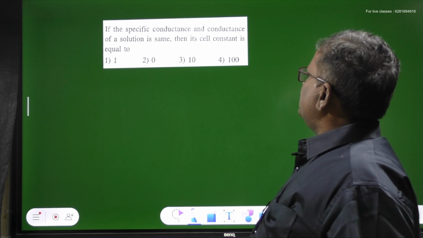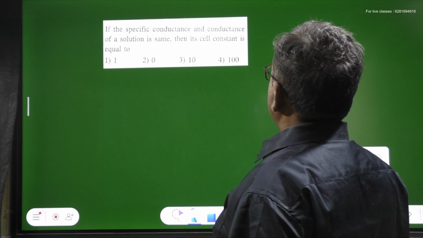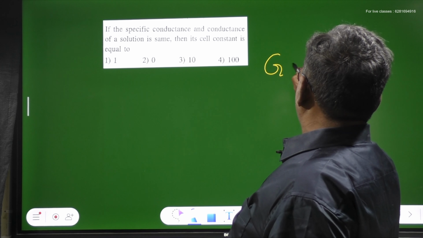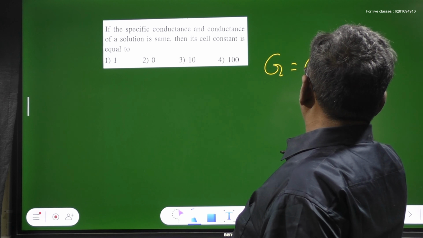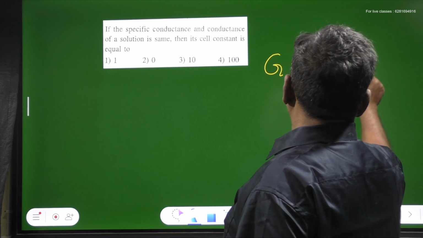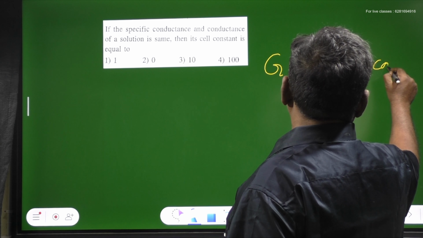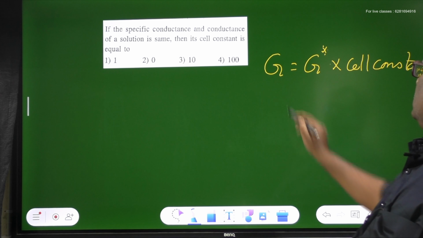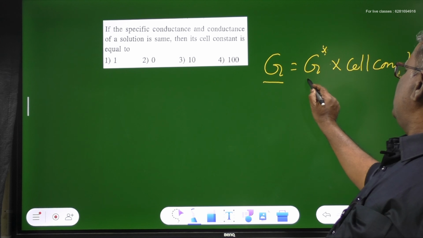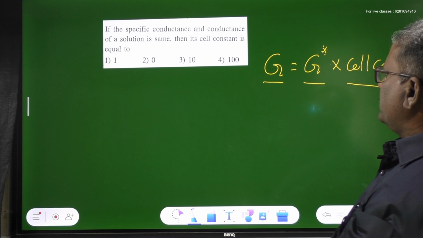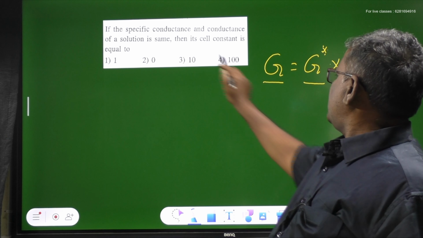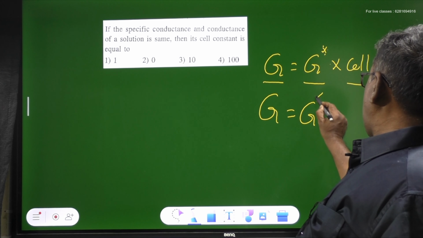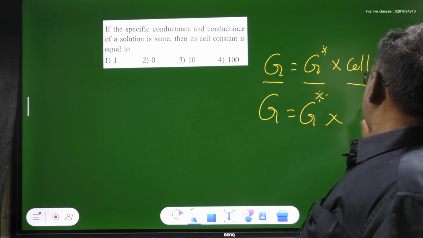If specific conductance and conductance of the solution are the same, then what is the cell constant? Conductance is equal to specific conductance into cell constant. Now here they are telling that the conductances are equal. So G and G star are equal when the cell constant is 1.